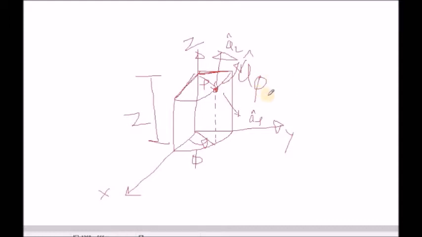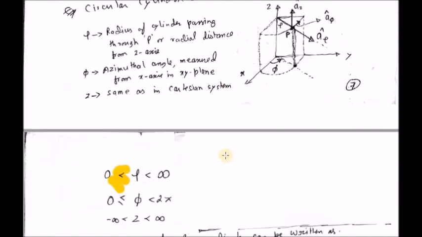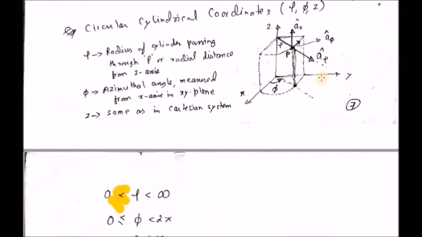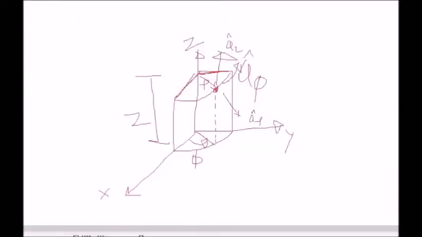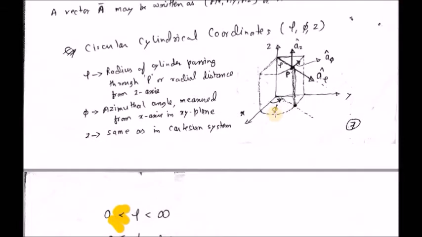Okay, it is not very clear, but you know how to draw it. Okay, so this is your circular cylindrical coordinate system. Now what are its ranges? So let me draw it again, or let me just copy it from here. Okay, but I cannot copy it. Okay, so see, I can move this.